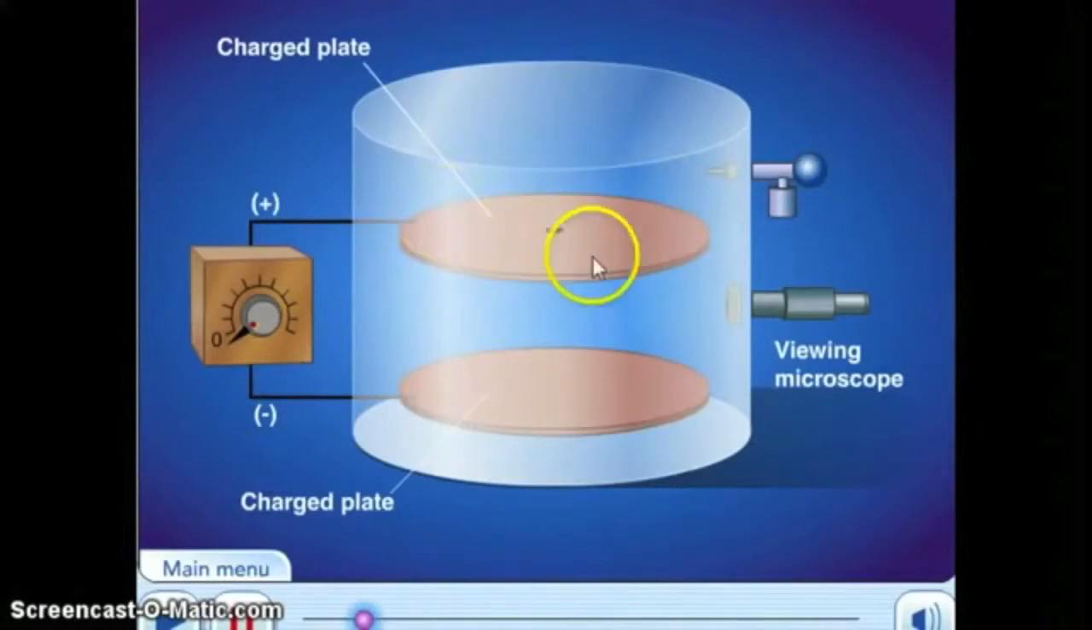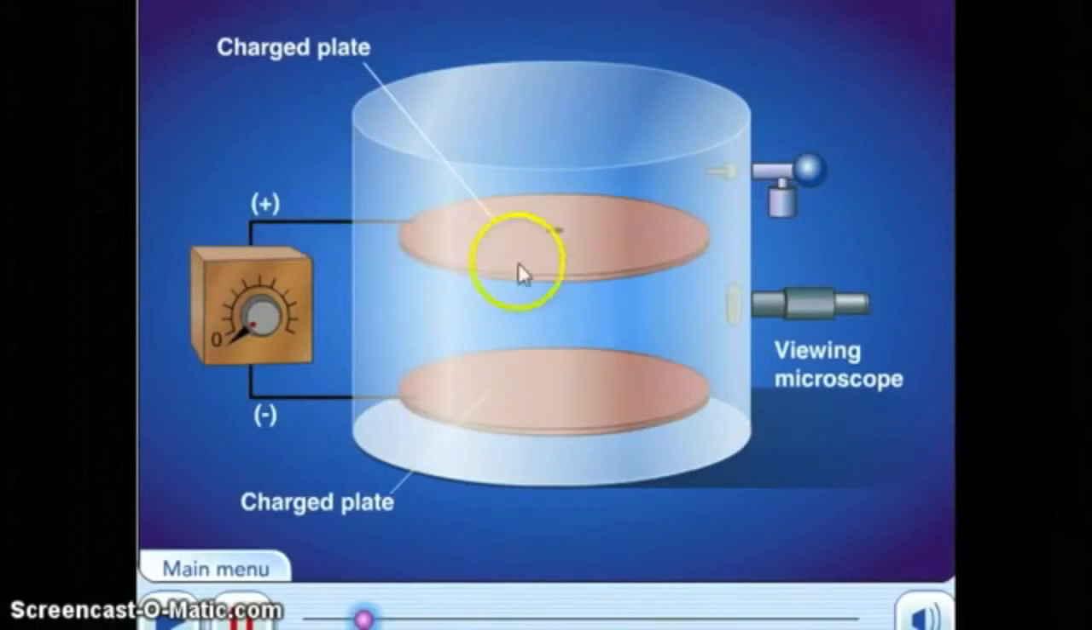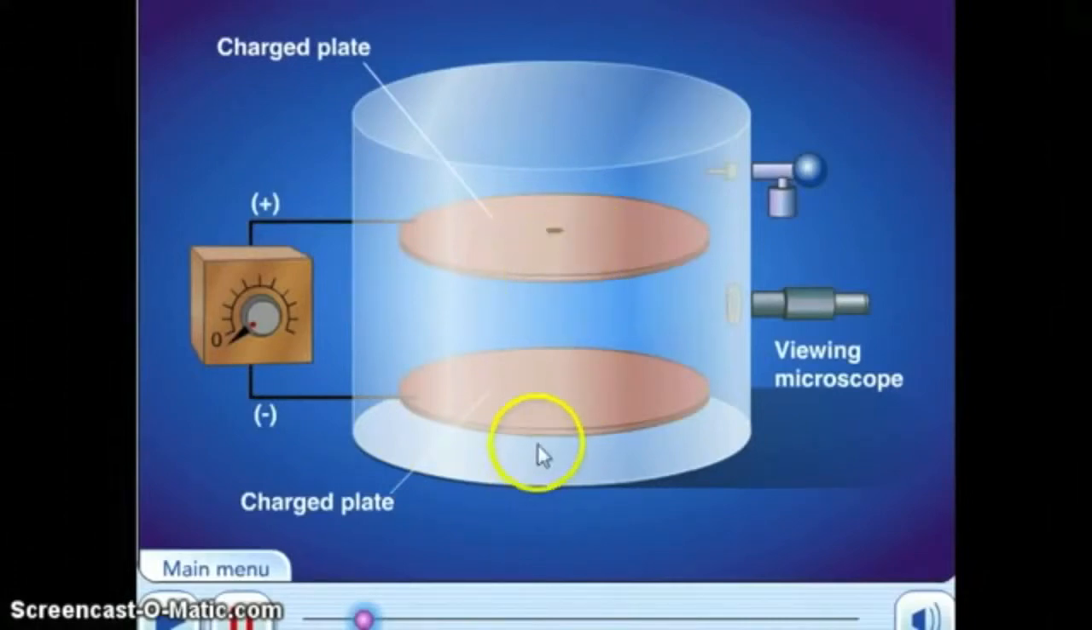The way Millikan did this was the following. He started with a setup that looks like this. There's a chamber here. Inside the chamber there are two electric plates. One is positively charged, the other one is negatively charged. And he has a power source of some sort that allows him to control the voltage exerted by these charged plates, so he can control how much voltage difference there will be between the two plates.